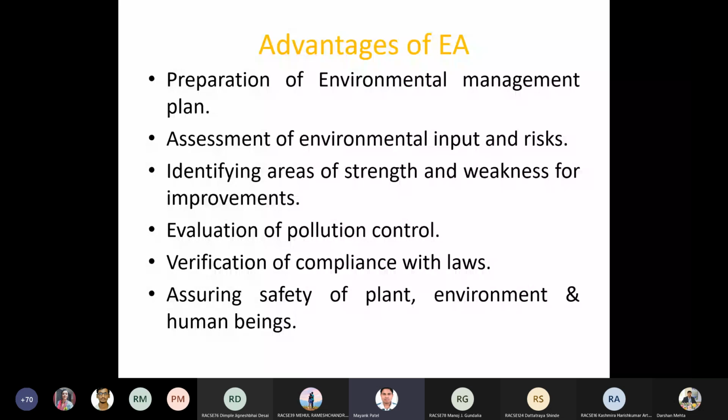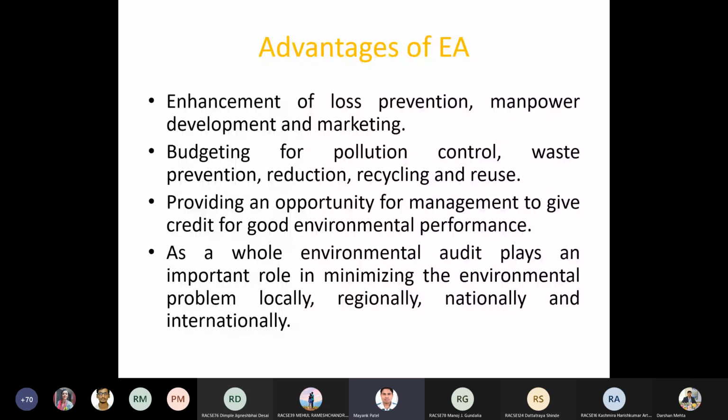Next slide. Enhancement of loss prevention, manpower development and marketing. So budgeting of pollution control, waste prevention, reduction, recycling and reuse. This is also important, providing an opportunity for management to give credit for good environmental performance as a whole. Environmental audit plays an important role in minimizing the environmental problem locally, regionally, nationally, and internationally. So these are the various advantages of environmental audit.